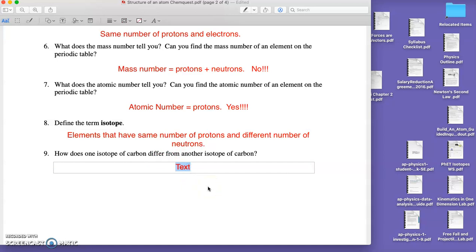And the question should be pretty simple. How does one isotope of carbon differ from another isotope of carbon? Number of neutrons. And that's how we tell the difference, okay?